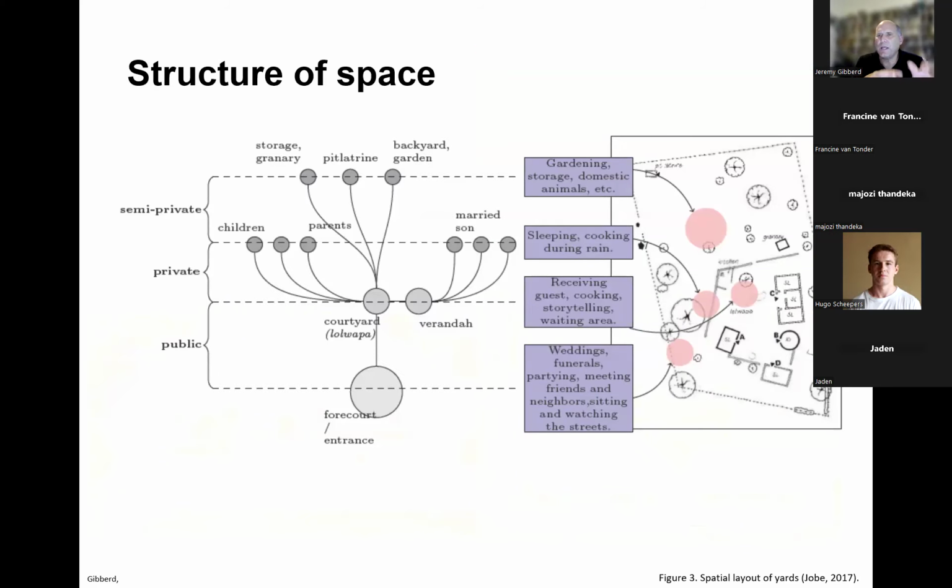And if you do the analysis of these spaces, there's a very clear hierarchy. So you go from this public space that everybody wanders around into a courtyard. And what you then have is the private space. So you get children, parents, married sons, maybe grandparents as well. And then behind it, you get other activities. So storage, granaries, so mabele, the maize might be kept there, and there might be a garden, etc. So this spatial hierarchy is very important to think through.